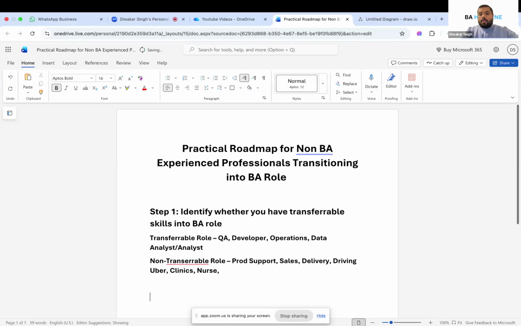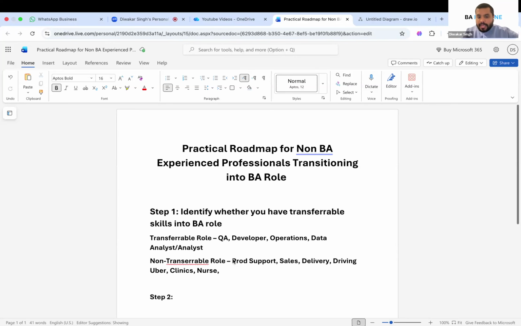Now why am I saying this? Because step two will depend upon what decision you have taken in step one. I'm not demotivating you, or stopping anyone from coming to a BA role. But what I'm trying to say is there are other ways to enter into IT. BA is not the only role where you need to enter.